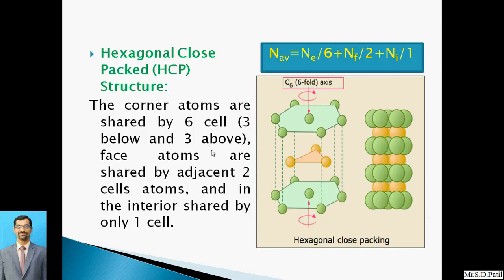Now the next structure is the hexagonally close-packed structure, that is the HCP structure.